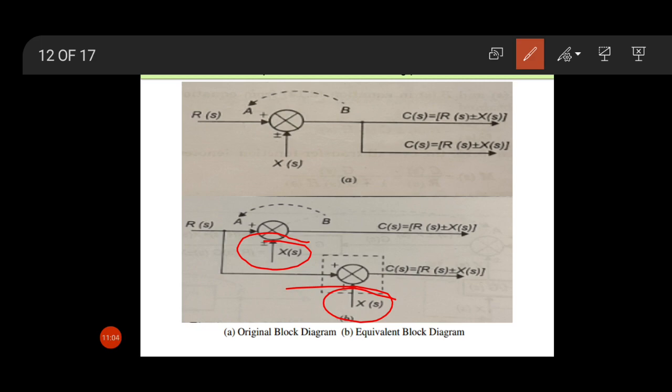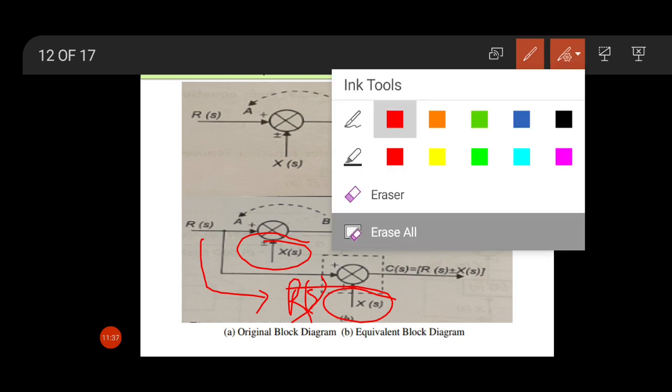The output of this system is R(s) plus minus X(s), and the branch path value here is only R(s). This R(s) is added to this X, plus this R(s) is only added to this plus minus X(s). So this branch path value is also the same as our original block diagram. In this way we are getting the same output.